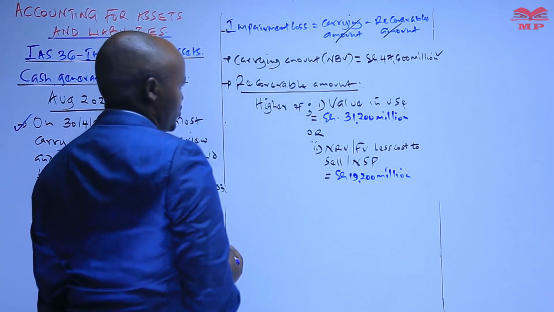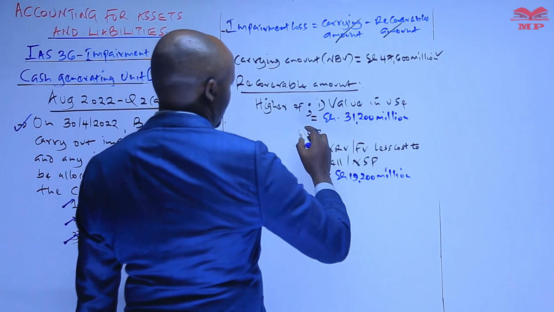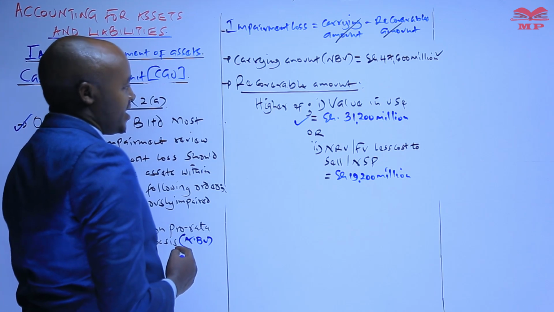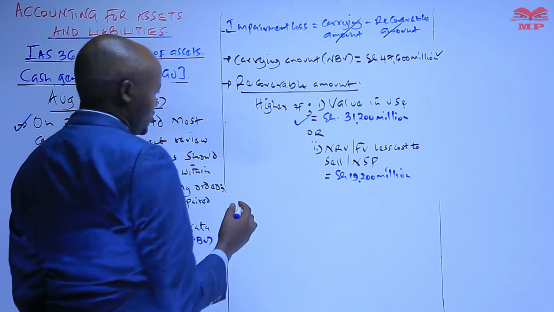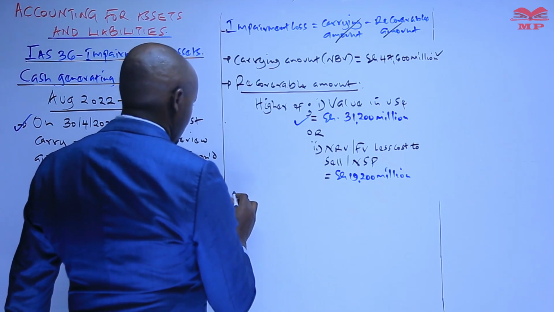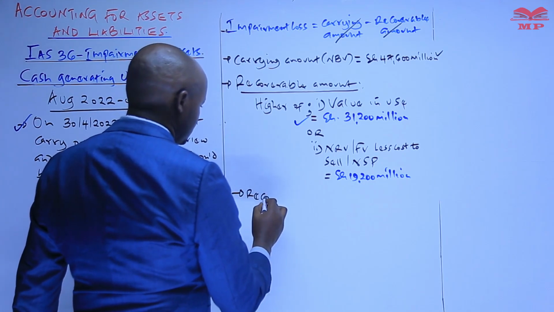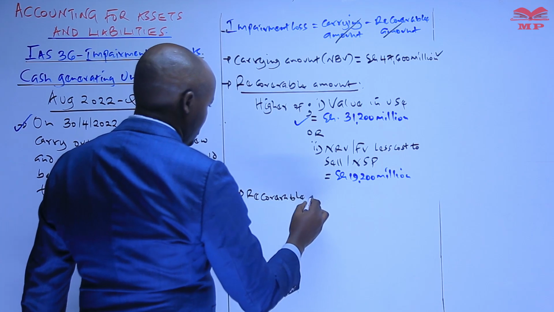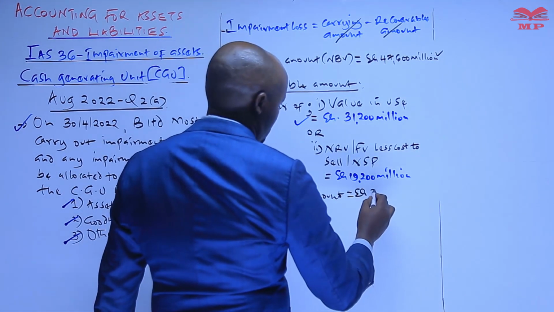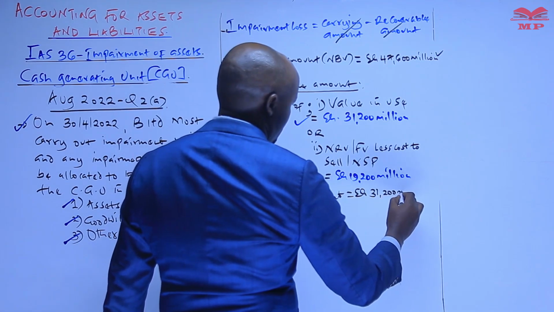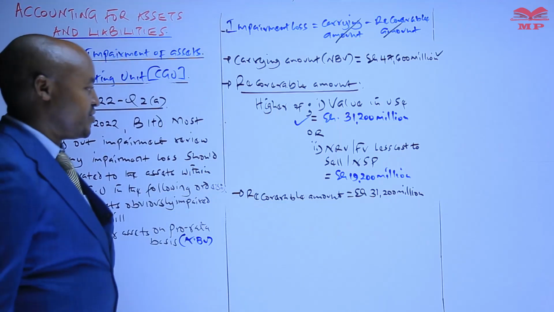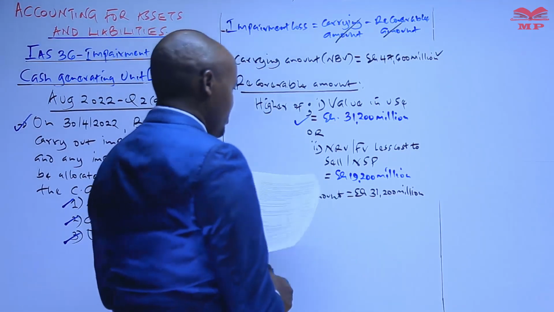19,200 million. So what we need to do, out of the two figures, we need to take the figure which is higher. Automatically, that will be the 31,200 million, and that will be the recoverable amount. So therefore, you can say our recoverable amount is shillings 31,200 million.